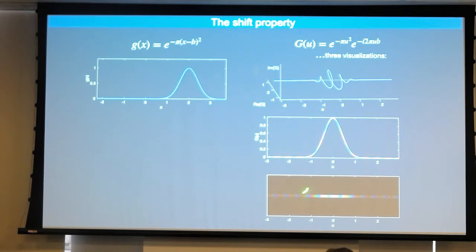And here are three renderings of the function that comes out. It's a spiral if I plot it in real and imaginary axes. If I color according to phase, I get this very beautiful colored Gaussian. And here, if I color it so that intensity is magnitude and color is phase, then I can represent it in that way. So the shift property changes the phase.